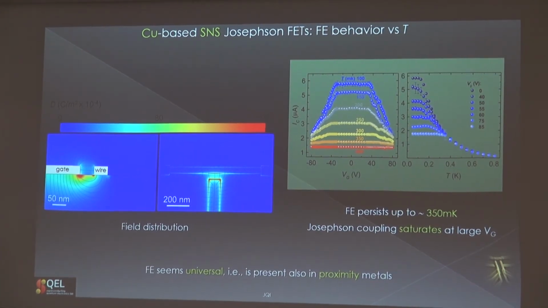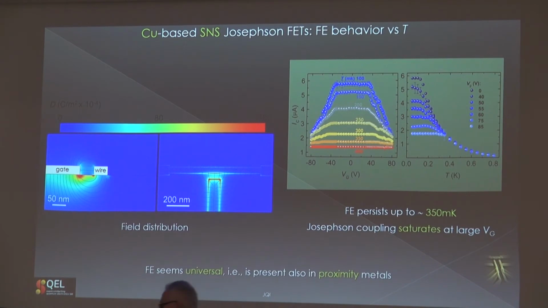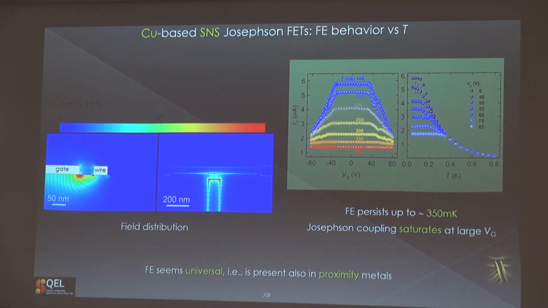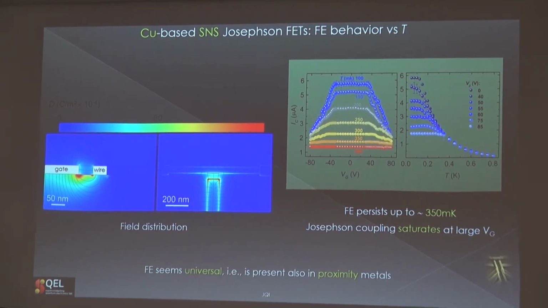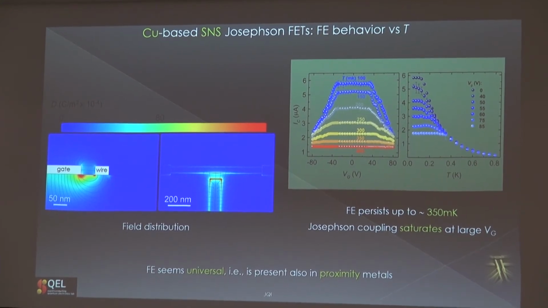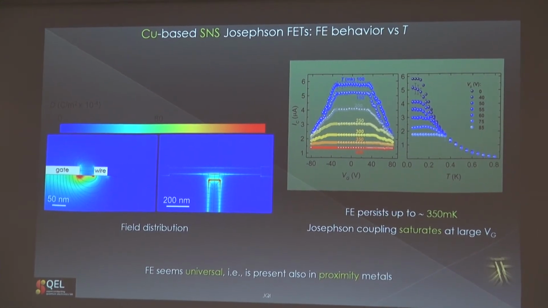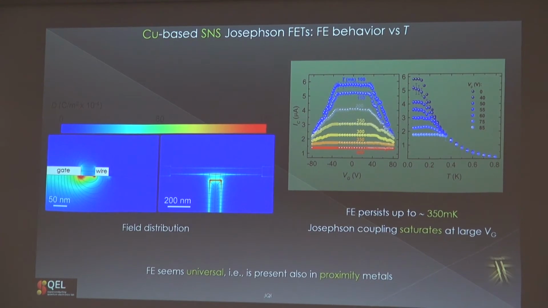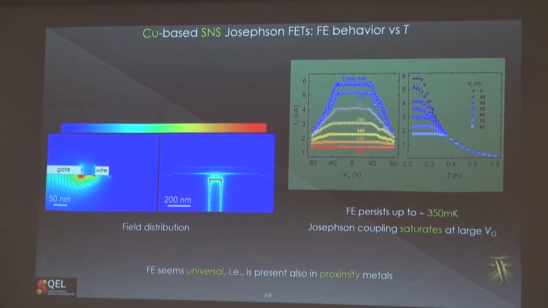Again, this rules out any possible trivial heating, because any additional heat, also for very large voltage, would completely destroy or enormously overheat the quasi-particle population inside the weak link. Here it saturates, and we are talking about 40 volts, 45 volts. Yes?